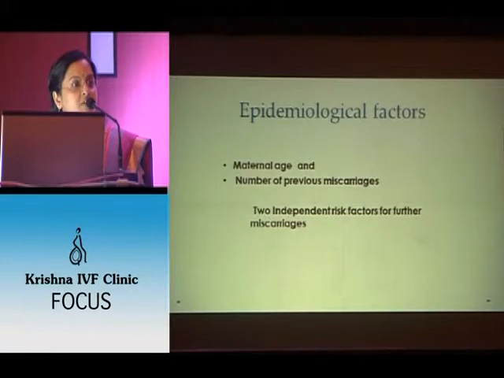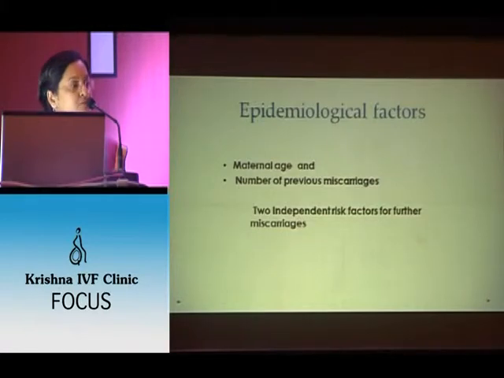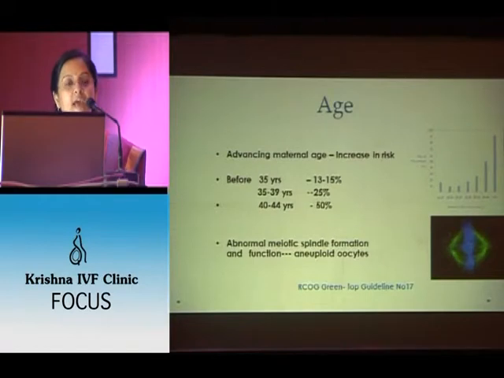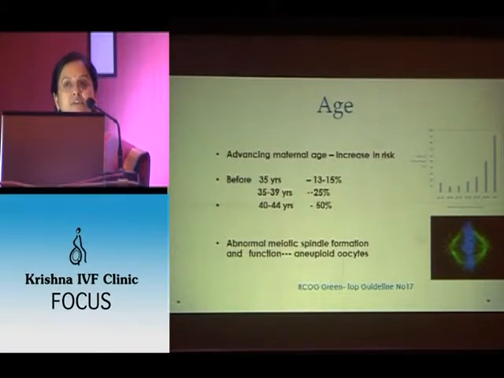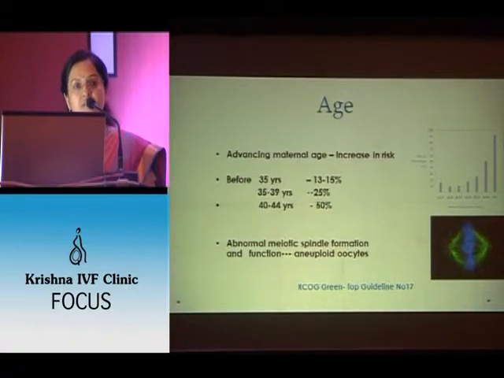Moving on to the epidemiological factors, maternal age and number of previous miscarriages are the 2 independent risk factors for pregnancy loss. And as age advances, the risk for recurrent pregnancy loss increases. The risk is around 15% before 35 years of age, and it becomes 25% after 35 to 39 years. And it is around 50% after 40 years of age.